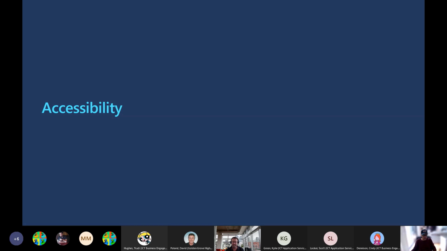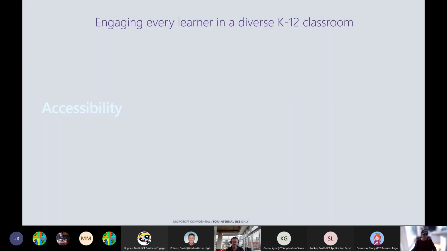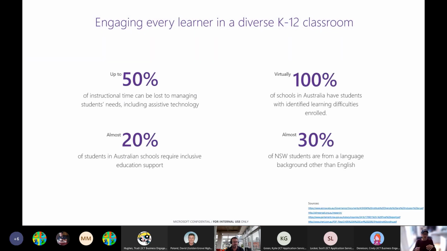Thanks, mate. Yeah, I'll get you to skip to the next slide for me. So here's some stats that we have. Up to 50% of instructional time can be lost managing students' needs, including assistive technology. So again, I want to stress to you that we're talking about the schools that you're working in, right? Not just special schools. Virtually 100% of schools in Australia have students with identified learning difficulties enrolled. Doesn't mean they're necessarily funded, but it's identified.